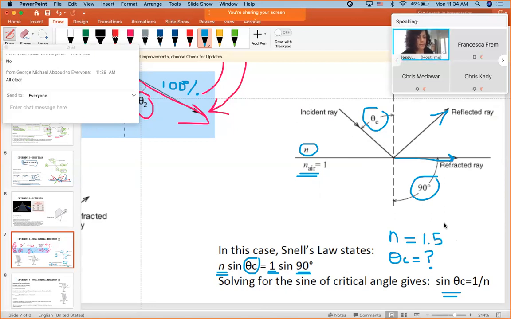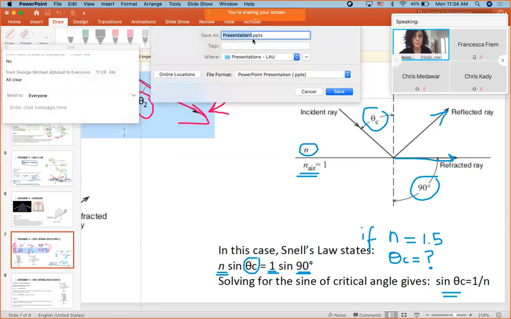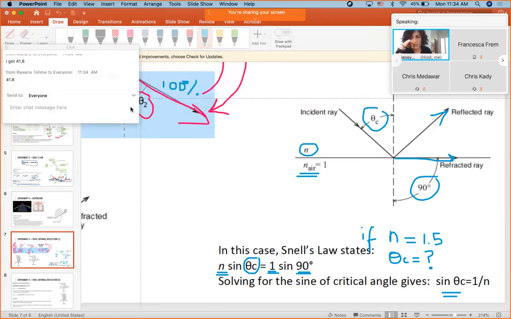So theta critical is not known. And let's assume, so this is an assumption, let me write: if N is 1.5, what would be theta critical? Meanwhile, I'm going to save our file, so you guys can keep it.